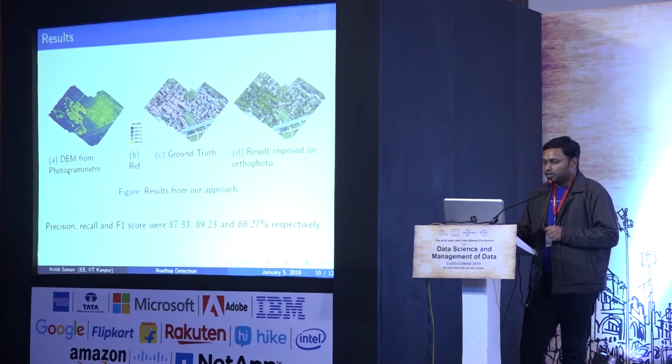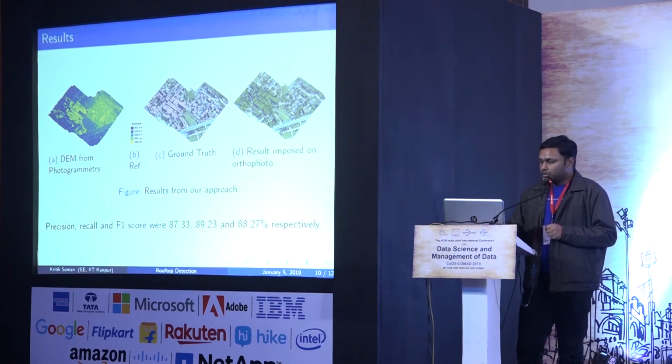So this is a result of the work. On the left is the initial photogrammetry image. What is different here is that you can see that the ground level elevation is also not common across the image, using the legend. In the middle is the ground truth, and on the right are the results that we got using our approach. You can see the precision, recall and F1 score are also shown on this slide.